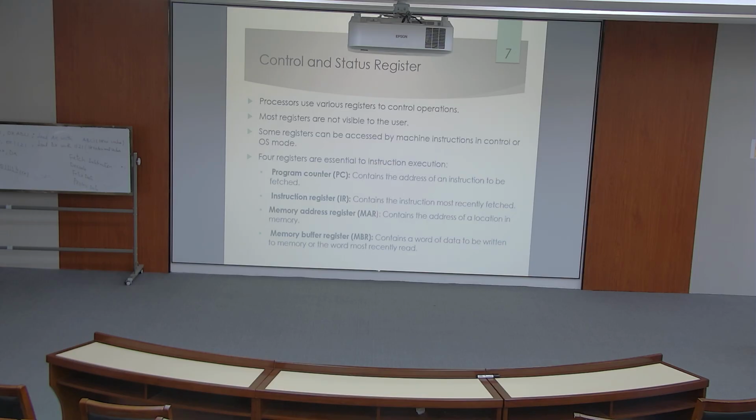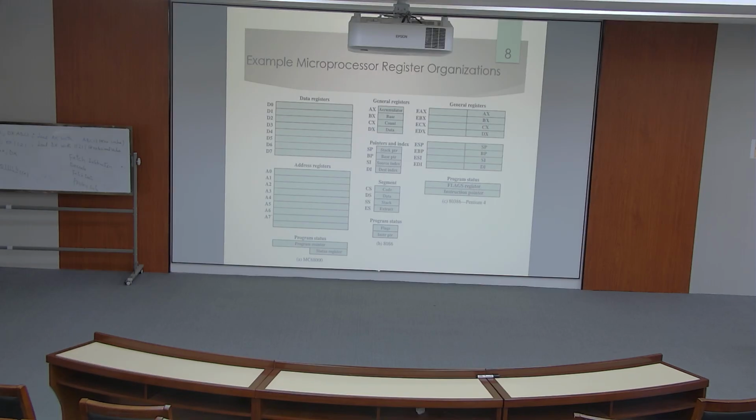We have the PC to contain the address of the next instruction to be fetched. We have IR, the instruction register, to contain the instruction most recently fetched. We have the memory address register to contain the address of a location in memory. We have the memory buffer register, MBR, to contain a word of data to be written to the memory. It acts as a buffer between the processor and the memory.